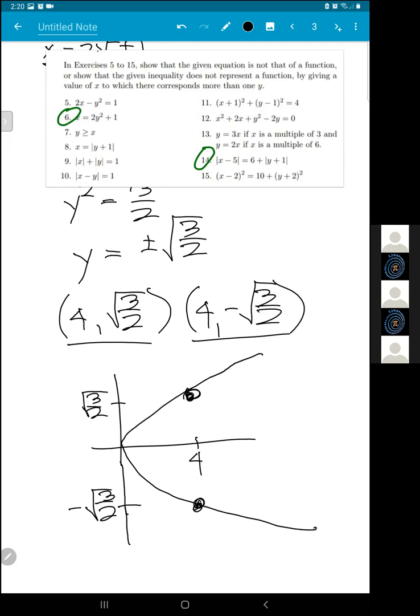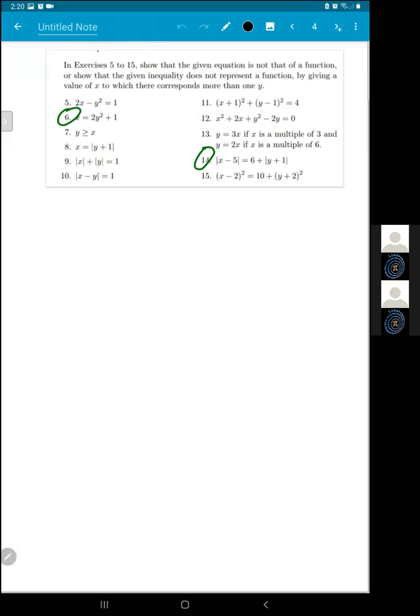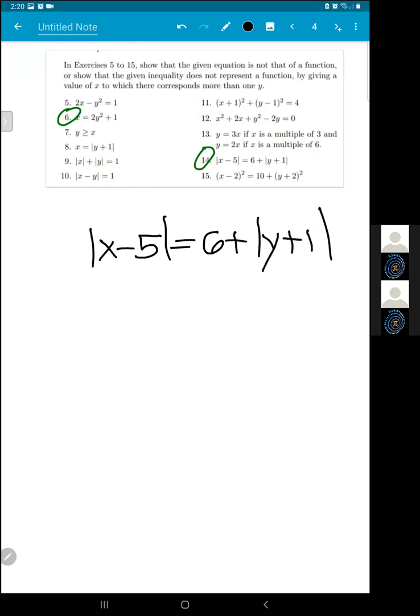Okay? So let's try number 14. Isa pa siguro dito. What's the question so far? Okay, we only have 17 participants today. Okay, so number 14. The equation is absolute value of x minus 5 equals 6 plus absolute value of y plus 1. Can you try? Bigyan ko kayo ng mga 2 minutes. Maghanap kayo ng isang x value na may dalawang y values.